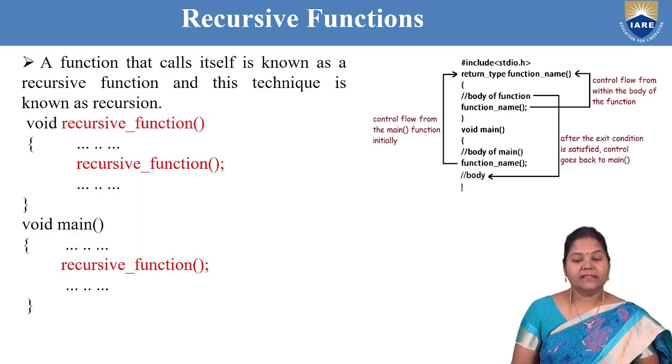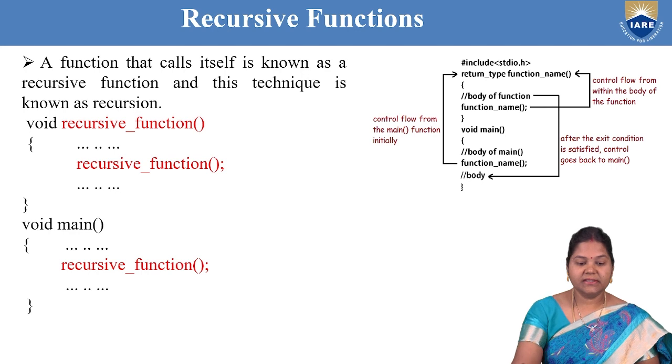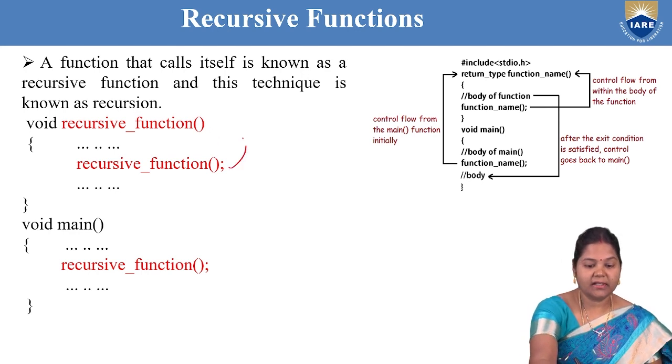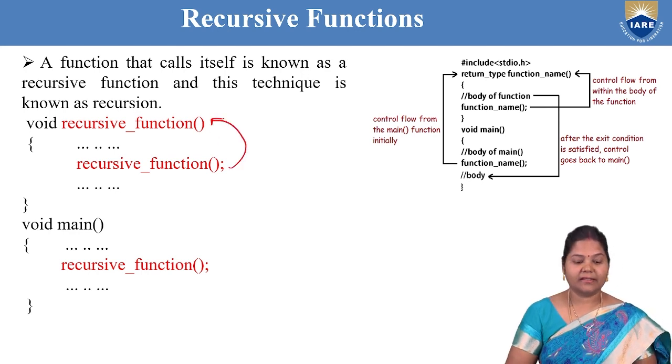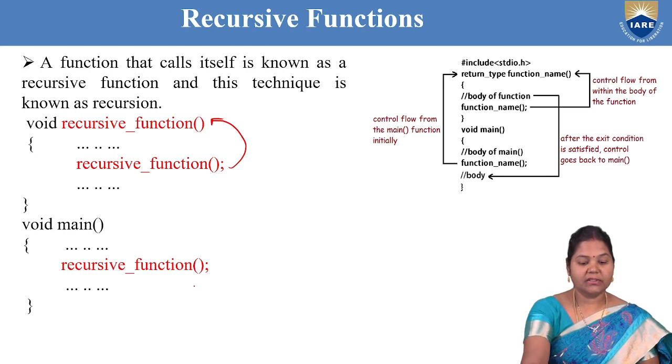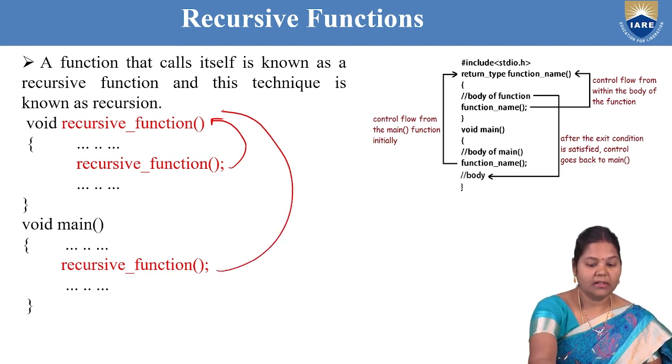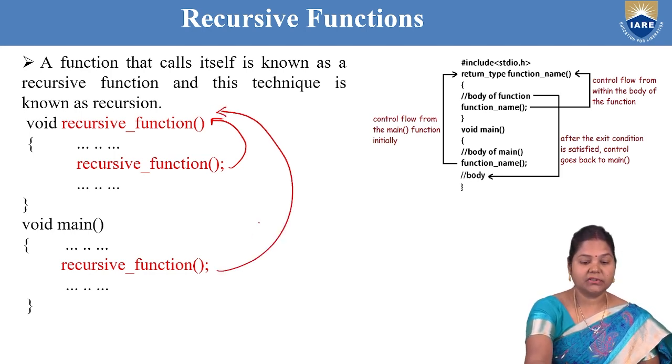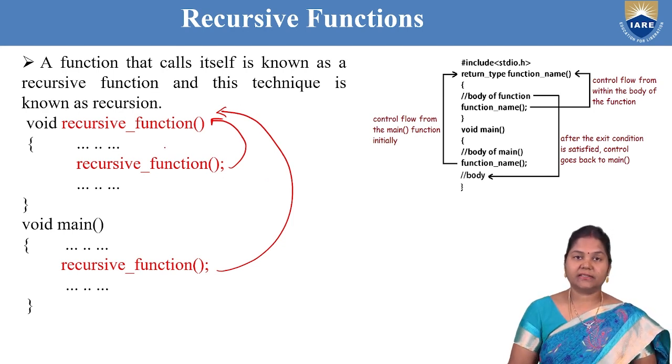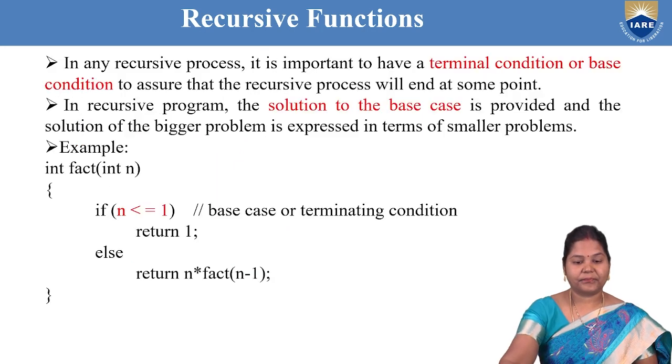Now, in this recursive process, you can see this example. The function is calling itself. This is called direct recursion. From the main function, first it is called, and then as the function executes, within its body it calls itself repeatedly. So, this is called recursive in nature.